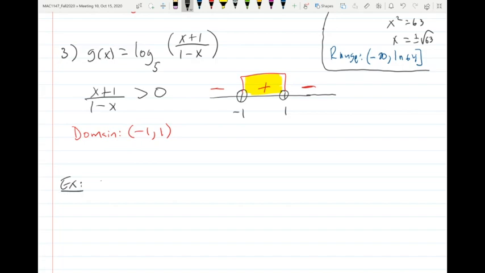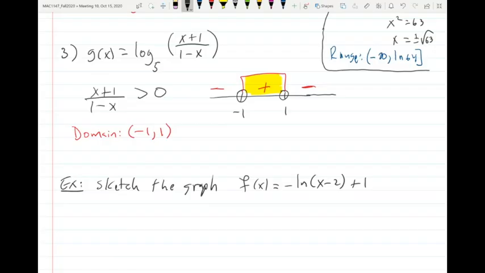Another example, sketch. Let's sketch the graph. And let's see, let's do the function f of x. I'm gonna keep stressing ln just because ln is gonna be popping up several times in your calculus courses. So I want you to be familiar with that. Okay, so ln of x minus 2 plus 1.